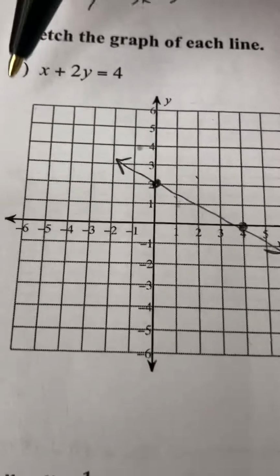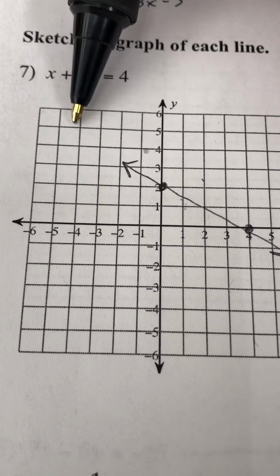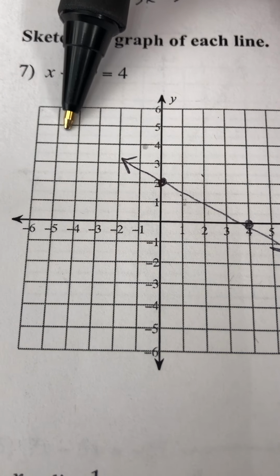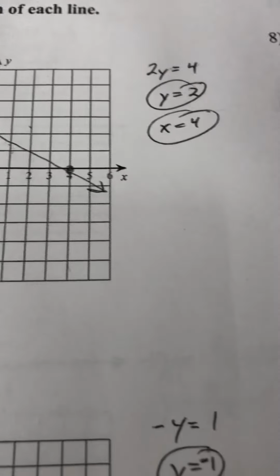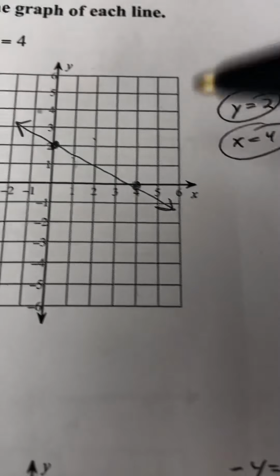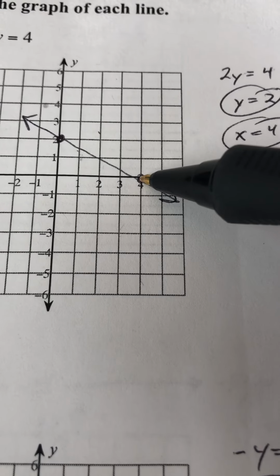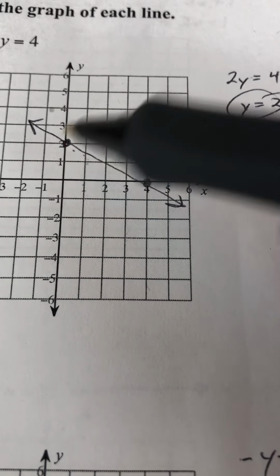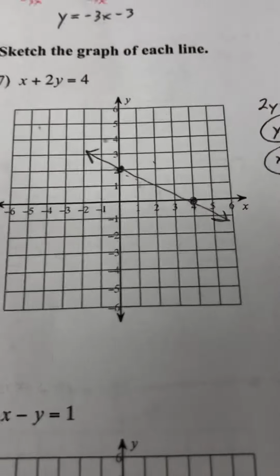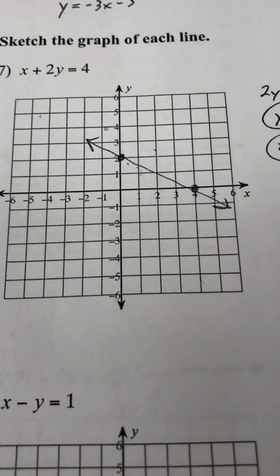And then if y was 0, notice I block it out with my pen. What's left? X equals 4. So it's just x equals 4. I have nothing to figure out. So I go to where x equals 4. I go to where y equals 2 as intercepts, and I just draw the line. That's finding x and y intercepts.